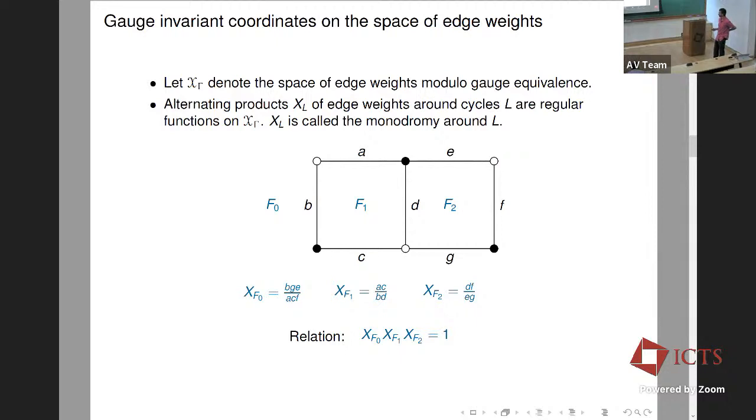So in this case, these two faces, F1 and F2, their boundaries generate the homology of the graph, and this relation says that once you know these two, then everything is determined. So there's a two-dimensional space of weights, and that's the C star coefficients.